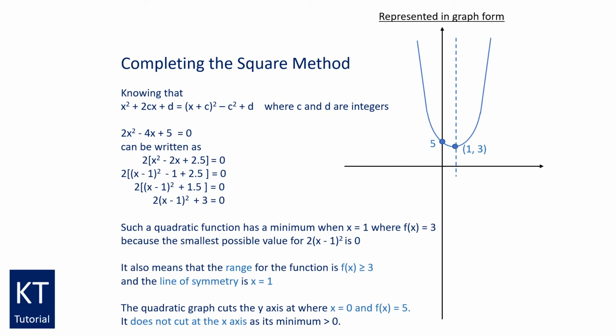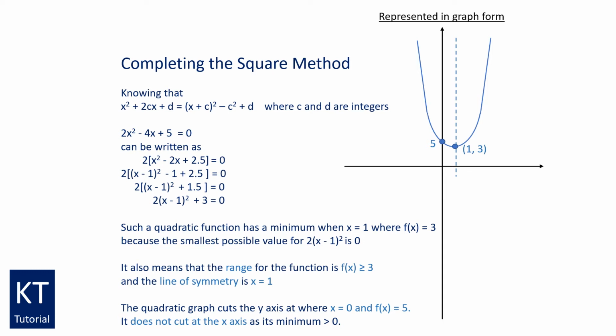Our other option to locate the stationary or turning point is to apply the completing the square method. Knowing that x squared plus 2cx plus d is equal to the bracket of (x plus c) squared minus c squared plus d, we can rewrite 2x squared minus 4x plus 5 as 2 times the bracket of (x minus 1) squared, plus 3.